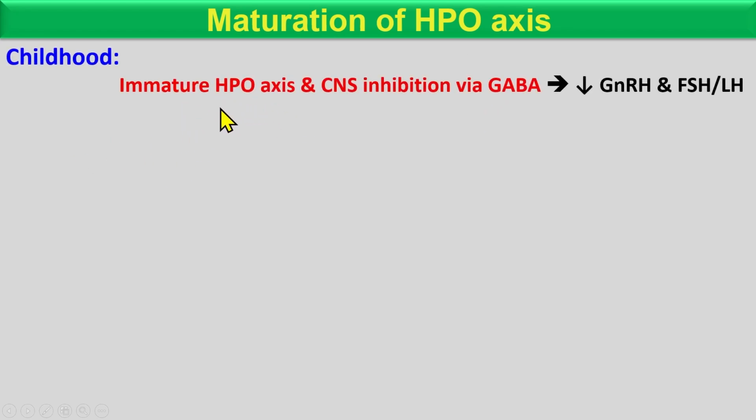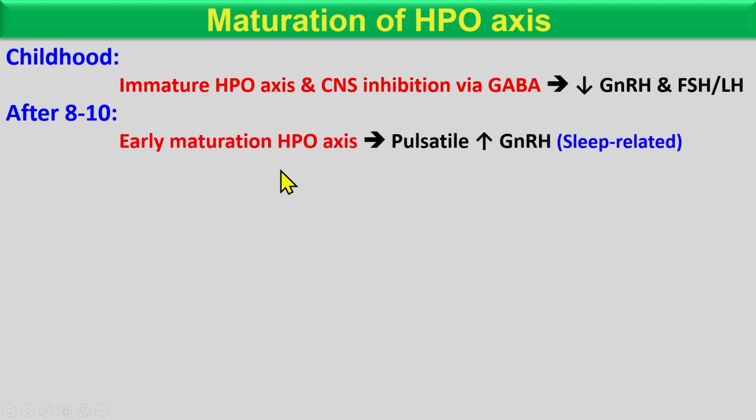Let's see the maturation of the HPO axis. During childhood the HPO axis is immature, and there is some CNS inhibition via GABA. So there is a decrease in GnRH and a decrease in FSH and LH. During childhood, FSH and LH are low. After 8 or 10 years, there is early maturation of the HPO axis, where you see a pulsatile increase in GnRH, but it is limited to the sleep cycle. Only during sleep is this GnRH released.